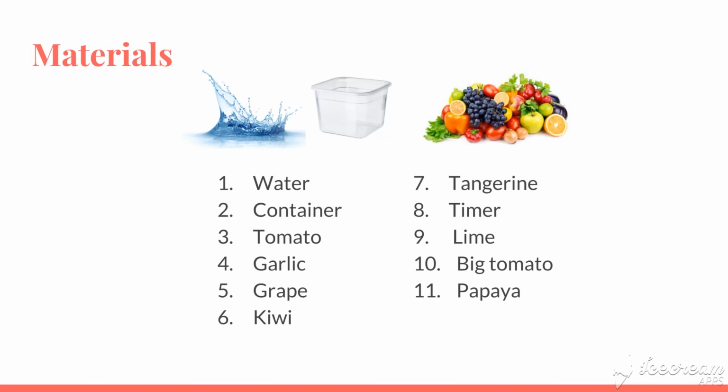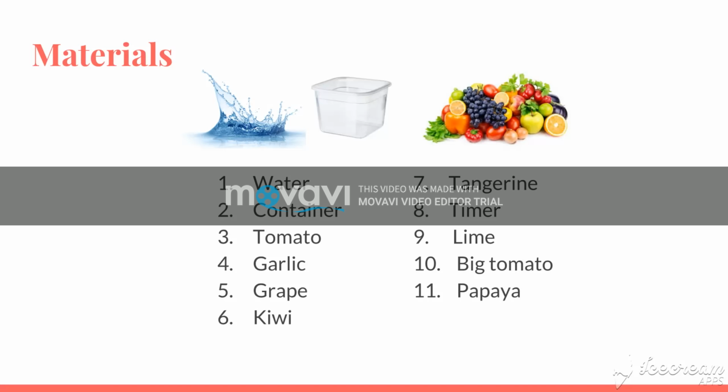Here are some materials required for our experiment. First is water and second is container. For all the fruits we have tomato, garlic, grape, kiwi, tangerine, lime, big tomato, and papaya. And last but not least, the timer.